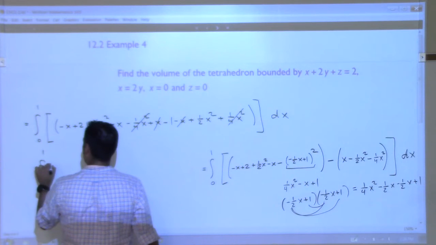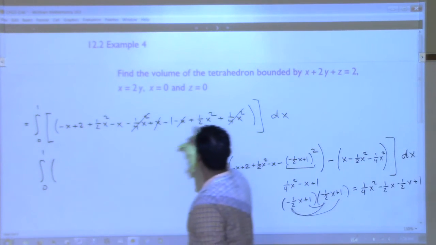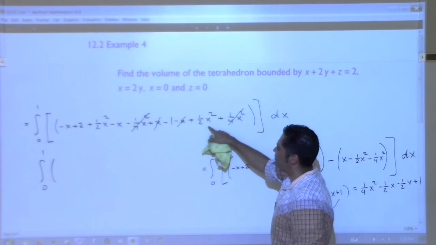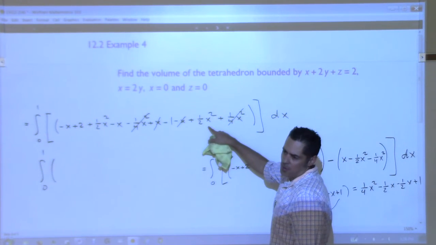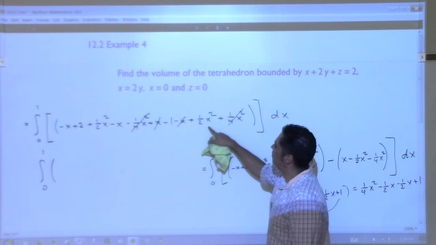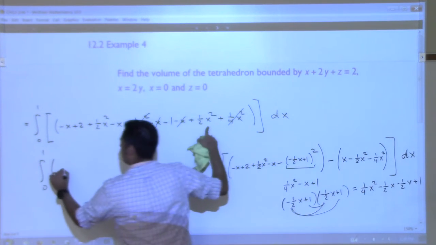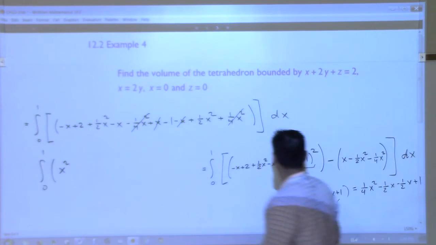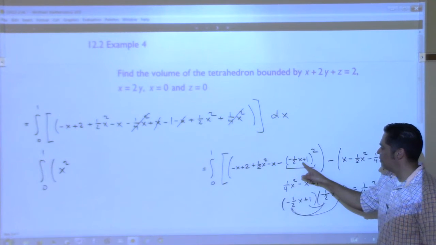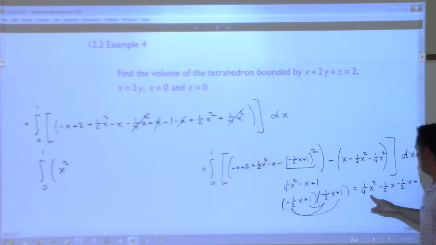Oh, wait. Shouldn't the 1/2s cancel as well? This one and this one? No, because they're both positive, right? But they'll go together and just be x squared. We'll start with the x squareds. Yeah, okay, because on the first one you squared negative 1/2 x, and so then, where, here? Yeah, and then you added the, wait.